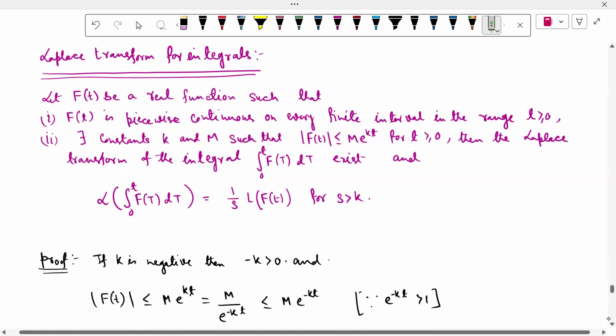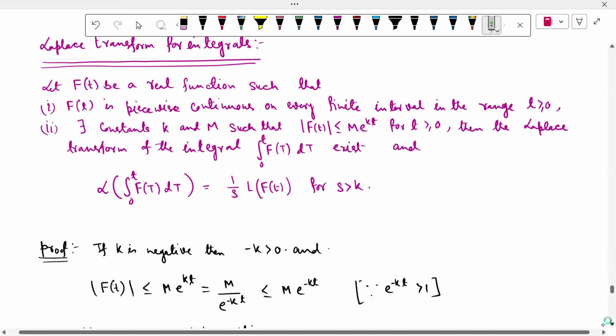I think proofs are not so much required for engineering background students. They need the formula. But if anyone is interested, they can see the proof. The proof is mainly intended for the mathematics students.